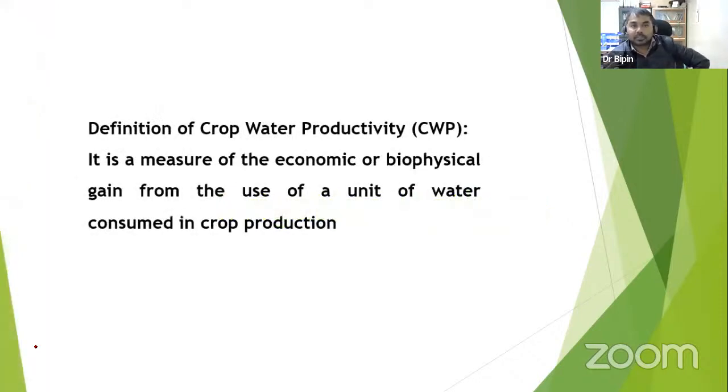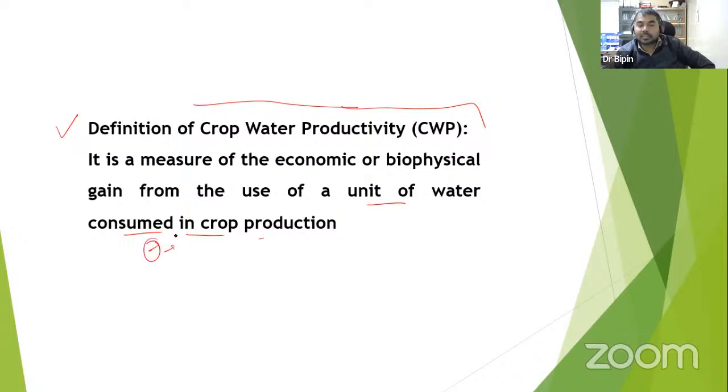water productivity. So what is crop water productivity? It is the measure of economic and biophysical gain from the use of a unit of water consumed in the crop. Why is this definition very important? Basically, we are agriculturists. We are always given an assignment to produce more from less. If you are practicing in this manner, then you are a good agriculturist. And if you are producing less by expending more, it means you are not a good agriculturist. So the methods will play a role in reducing water consumption, and the methods are very important.